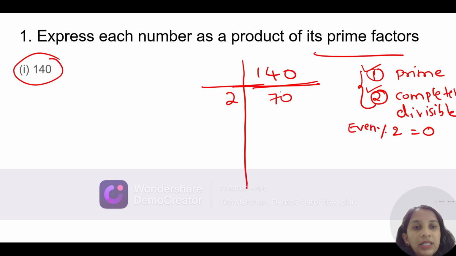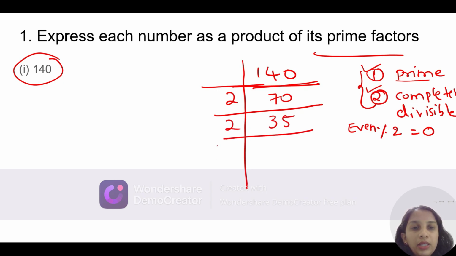So 2 70s are 140. Correct? Yes. Next, can I take 2 again to divide 70? Yes, because 2 is a prime number again and it is completely divisible. 70 is completely divisible by 2 as 70 is an even number. So 2 35s are 70. Okay. Next, can I take 2 again to divide 35? No, because 35 is not completely divisible by 2. 35 is an odd number.